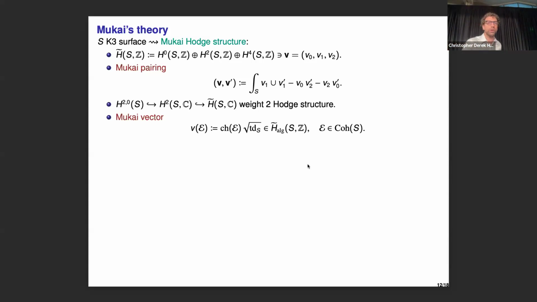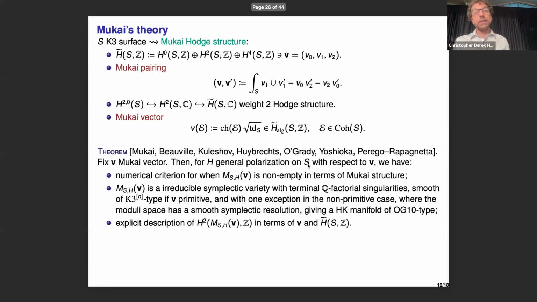So there is a Hodge structure. It's not super important. And this is a numerical class that I fix for the K3 surface just by some Riemann-Roch computation. It's generally useful to look at the Chern character modified by the Todd class. That's our numerical invariant.